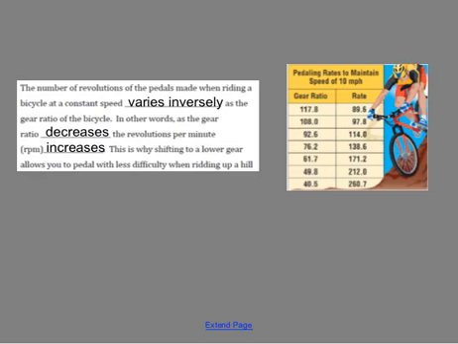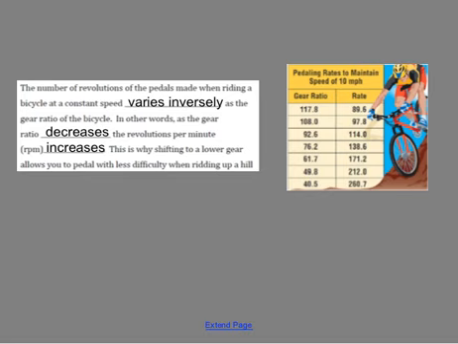So moving on. The number of revolutions of the pedals made when riding a bicycle at a constant speed varies inversely as the gear ratio of the bicycle. In other words, as the gear ratio decreases, the revolutions per minute increases. This is why shifting to a lower gear allows you to pedal with less difficulty when riding up a hill.